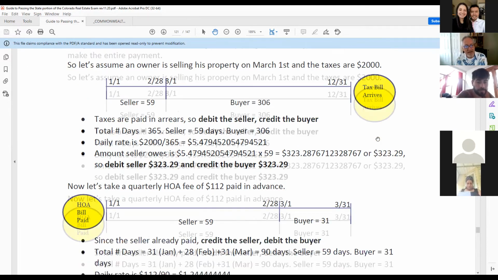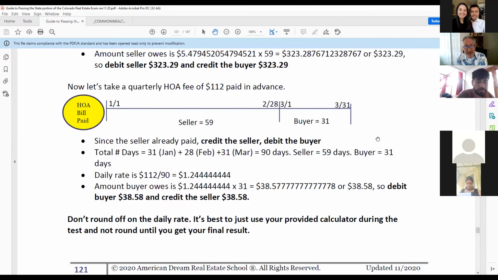All right. Now, when you do an advance, it's the exact opposite. You take the quarterly fees. This is an HOA. So this question is for a quarter. This timeline represents a quarter, not a year now, because the HOA dues are paid quarterly, and they're paid in advance, $112. So the seller already paid it. Who gets a credit, who gets a debit? Seller gets a credit, you debit the buyer for advance things.